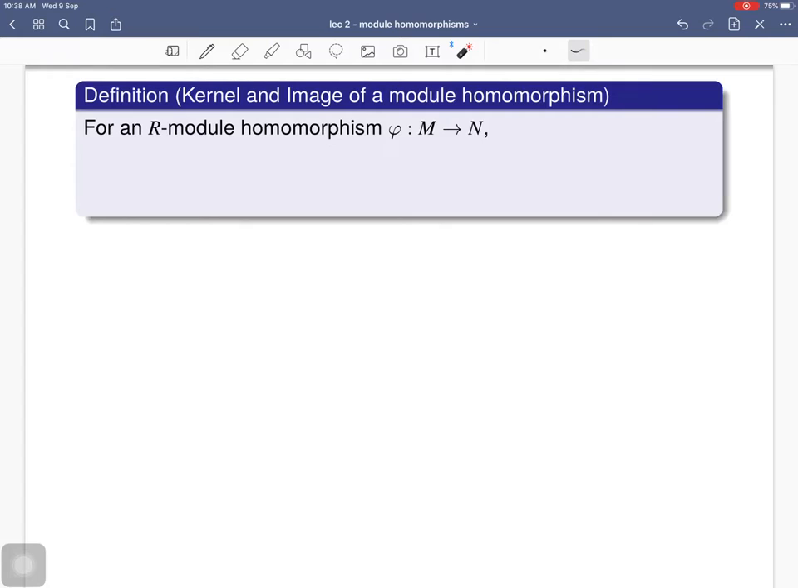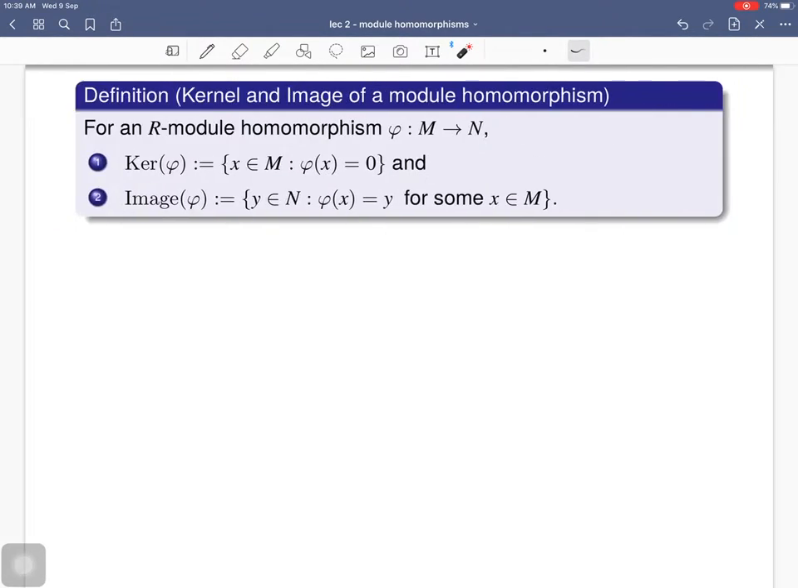Now consider an R-module homomorphism. Then canonically we can define two submodules: one is a submodule of the domain and another is a submodule of the codomain. We define them in this way. We call the first the kernel of phi, ker phi, which is the collection of all those elements coming from the domain such that their image under this map phi is the 0 element of N. That is, the collection of all elements of the domain whose image is 0 via this map.